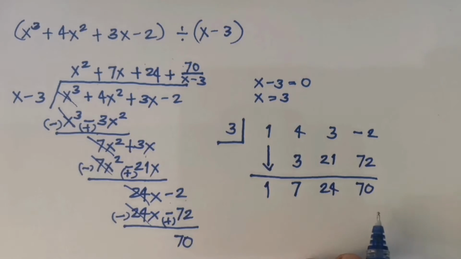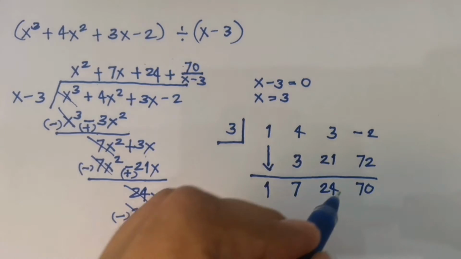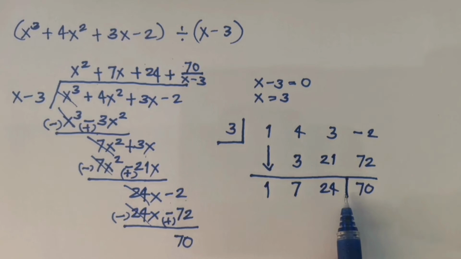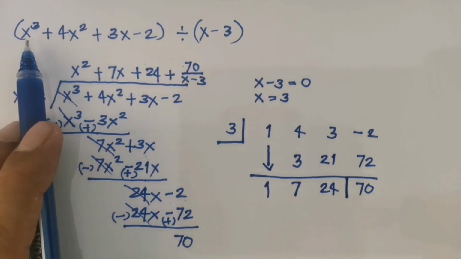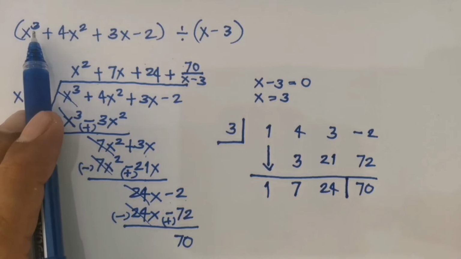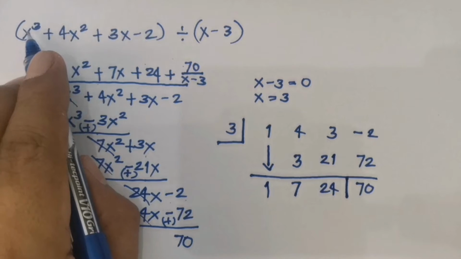The last part of your answer, which is 70, just put a bar, meaning beyond this line will be the value of the remainder. Okay? So, how are we going to write the final answer? Since 1 is the first term and the given polynomial is raised to the third power, babawasan lang natin to ng isa. So that becomes x squared.